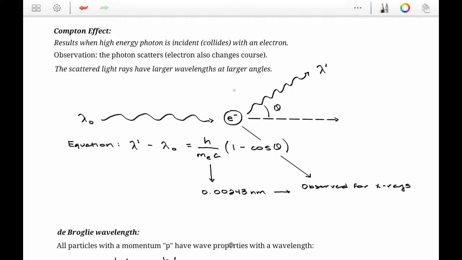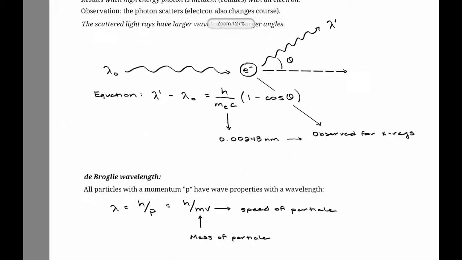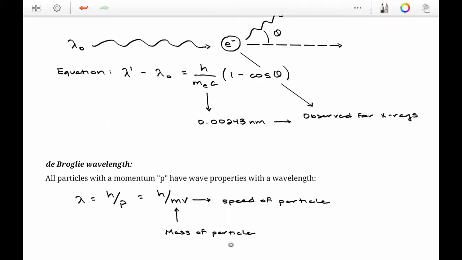Lastly, we're just going to talk about the de Broglie wavelength shortly. Louis de Broglie figured that because light acts as both a wave and a particle, particles should therefore have wave properties. He derived an equation for the wavelength of a moving particle: wavelength is equal to Planck's constant over momentum p. And momentum p is just equal to the mass of the particle times the speed of the particle.